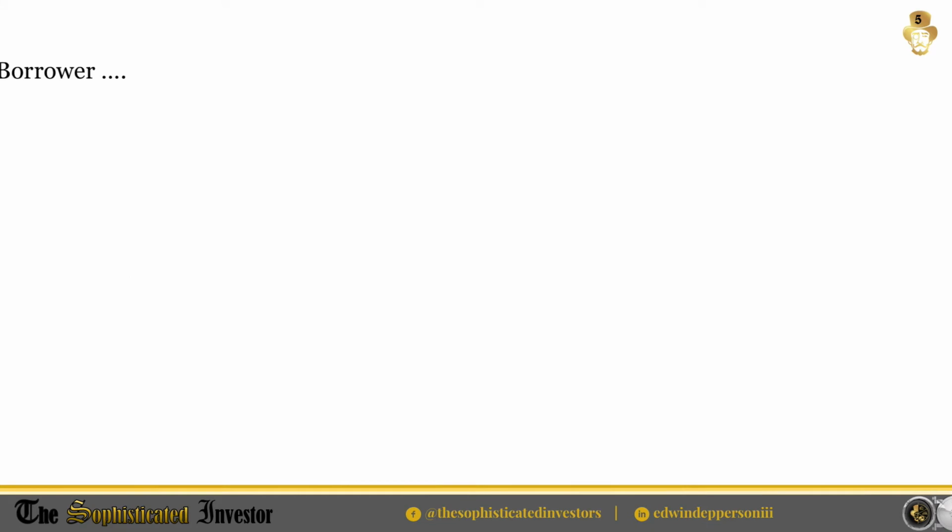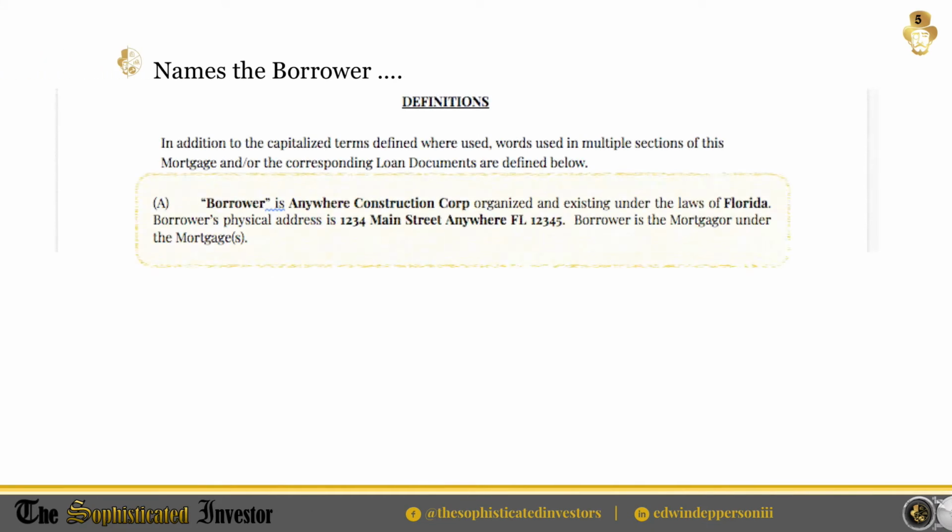The mortgage or the deed of trust in the first 2 pages will name several key players. The first will be the borrower. So here in the mortgage, we see the borrower, which is Anywhere Construction Corp. And it is organized and existing under the laws of Florida. The borrower's physical address is 1234 Main Street. And the borrower is the mortgagor under the mortgages. Just understand that in a deed of trust, the borrower will be called the trustor.